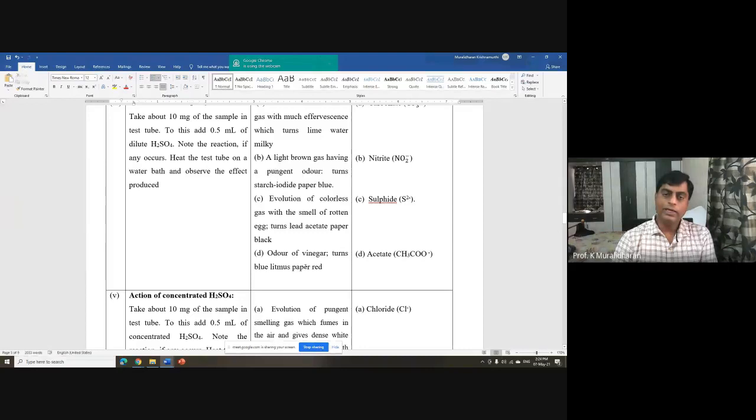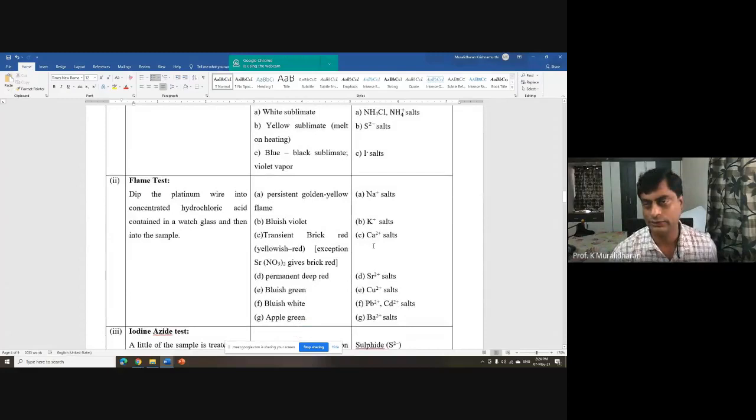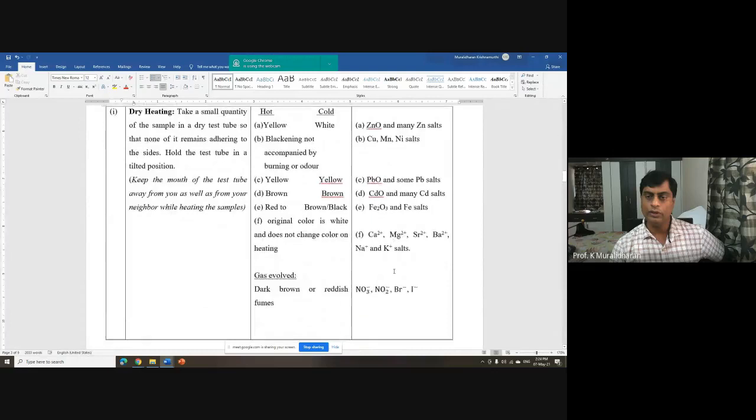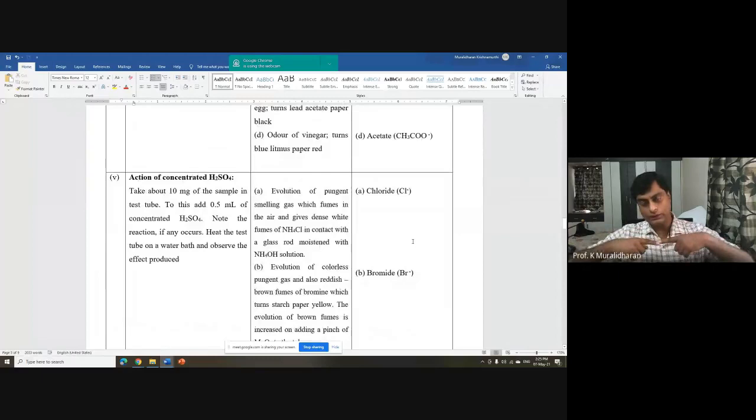So this is again an indication of the presence of some of the anions. In the previous case, the flame test, it was an indication of the presence of some of the cations. Similarly, in the color and dry heating, you get indications for the presence of some anions or some cations, right? So these are only indications. But once this indication is confirmed later, it will be a confirmatory test. I'll come back to this a little later and explain how this became a confirmatory test.